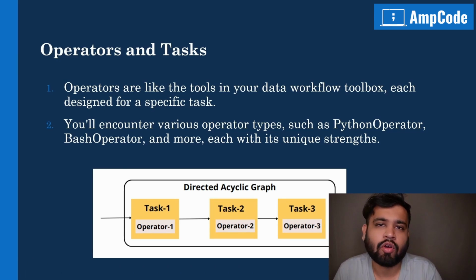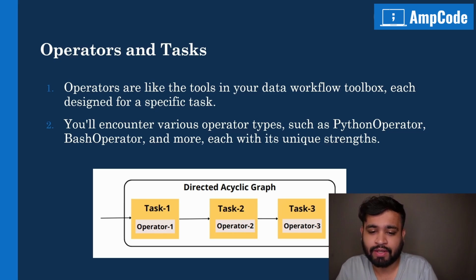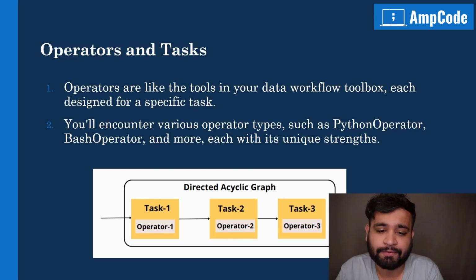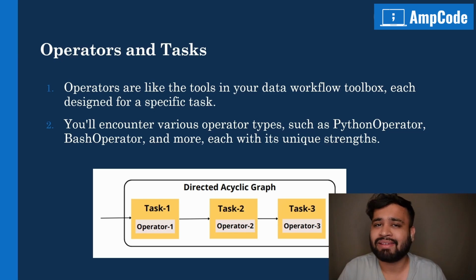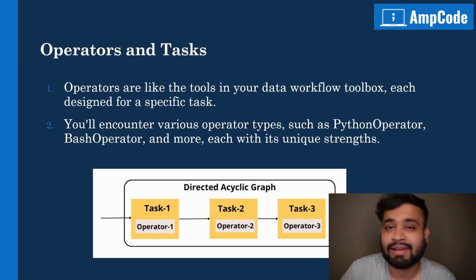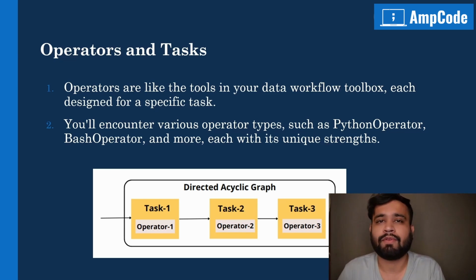Okay, so the next components are operators as well as tasks. Operators are just like the tools in your data workflow toolbox, each designed for a specific task. As you can see in this figure, each task has its operator, inside the directed acyclic graph. You will encounter a variety of operator types. This could be a Python operator, this could be a bash operator, and each has its unique strength. In the deep dive, we are going to see all these operators, how to create them, and which one will be best for your use case in the upcoming lectures.